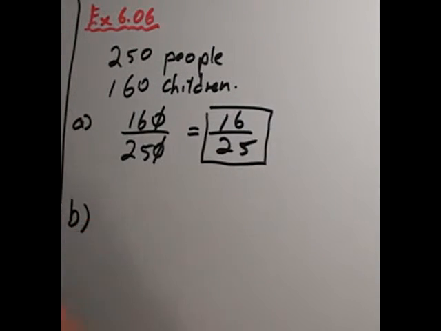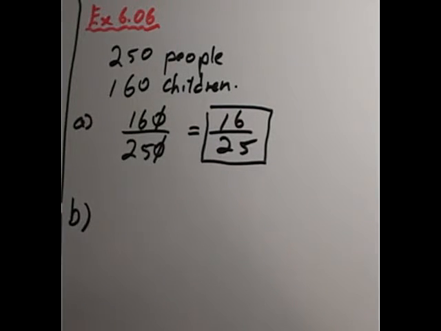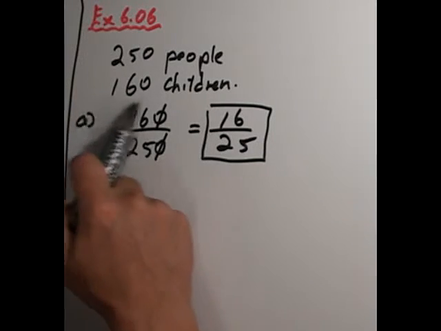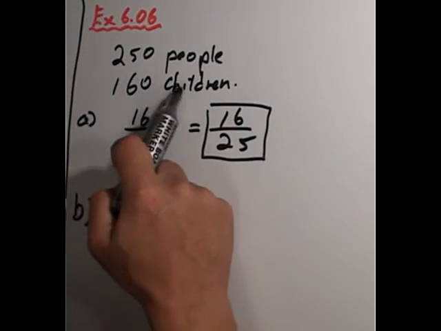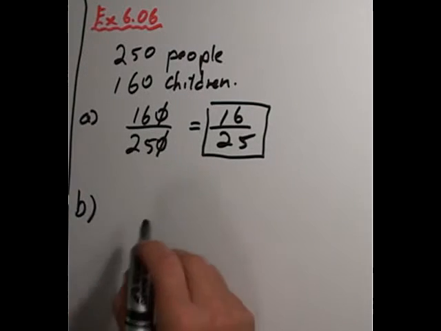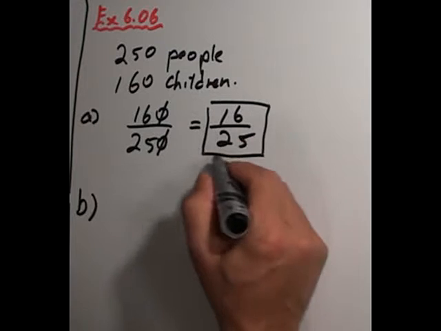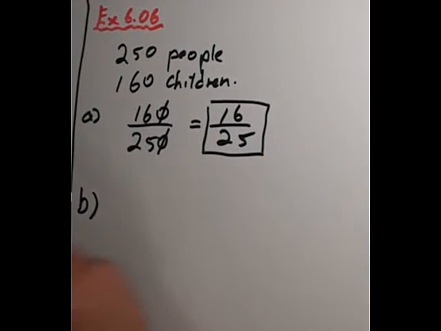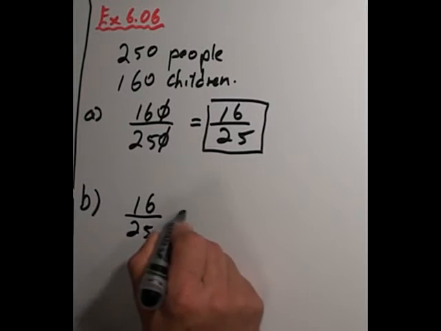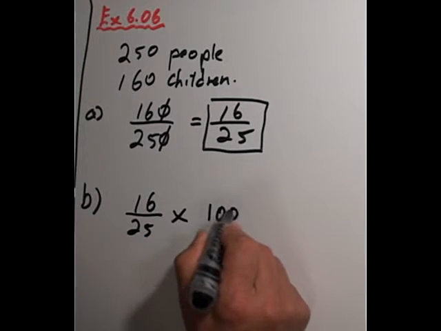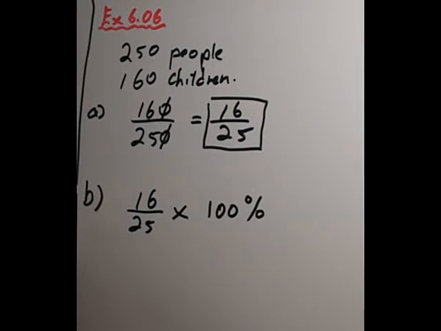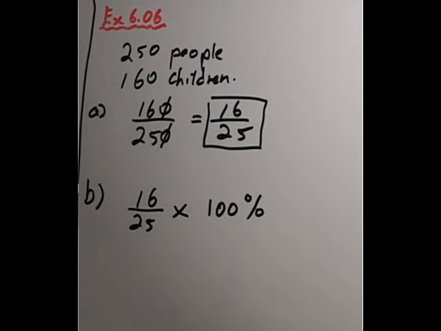Part B now asks me, what percentage of the people at the fete were the children? So what percentage is 160 children of the people at the fete? And whenever we're asked the percentage, we take the fraction and we multiply that by 100%. So to get the percentage, you take the fraction, 16 over 25, and you multiply that by 100%. This is the way we make anything into a percentage. You multiply it by 100%.